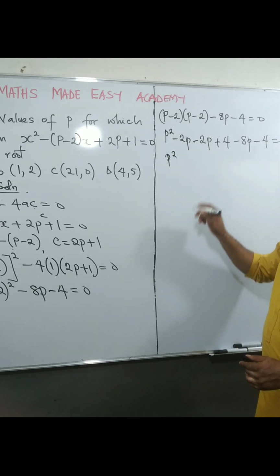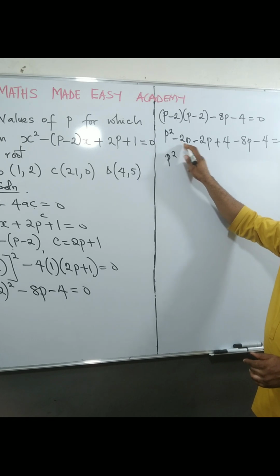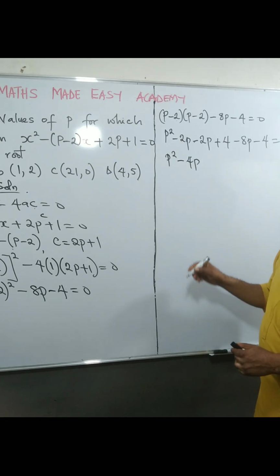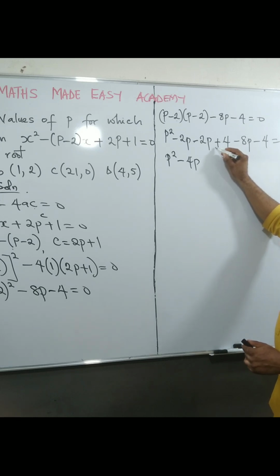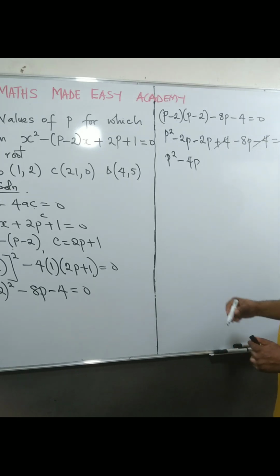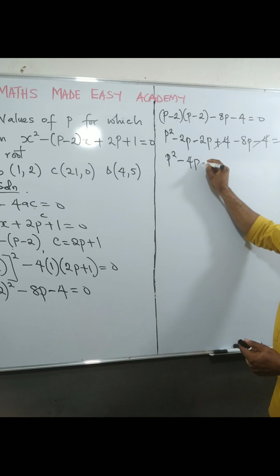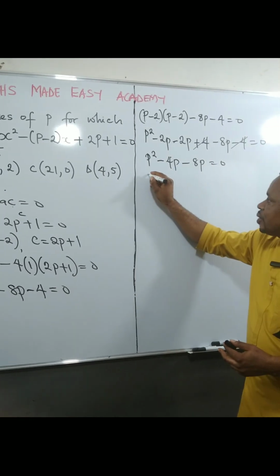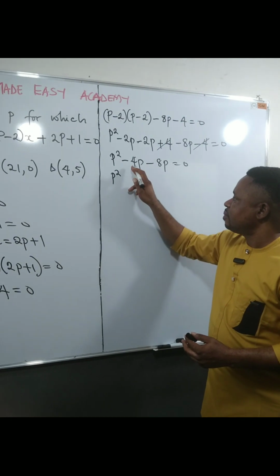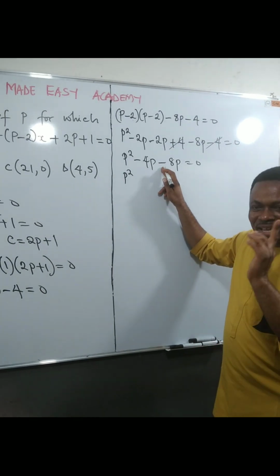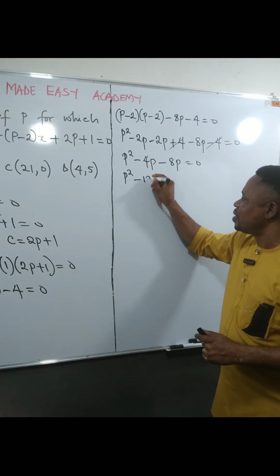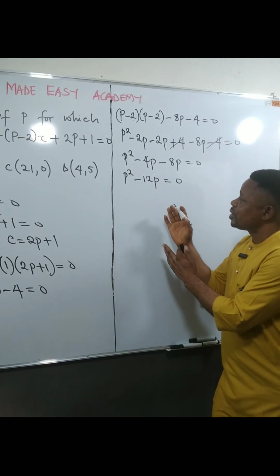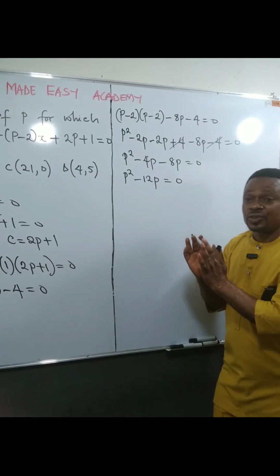Are you with me now? Now watch this. Minus 2p minus 2p will give us minus 4p. Then you should agree with me that plus 4 minus 4 is already 0. So what remains here is minus 8p, everything equal to 0. Can we now continue to have p squared, minus 4p minus 8p will give you minus 12p, everything equal to 0. Can you observe that the answer is already coming?